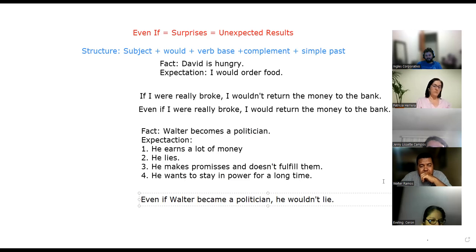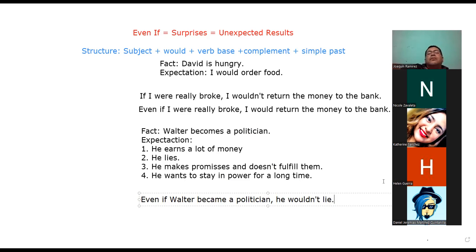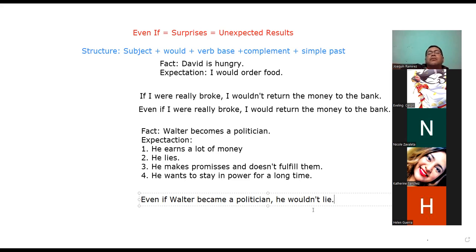Right? Who's got... Daniel, do you have an example? Okay. Even if Walter became a politician, he wouldn't love to earn a lot of money. He wouldn't like to earn a lot of money. Yeah. Very good. All right. Very good. I like this, guys. I like this. Okay. Very good.